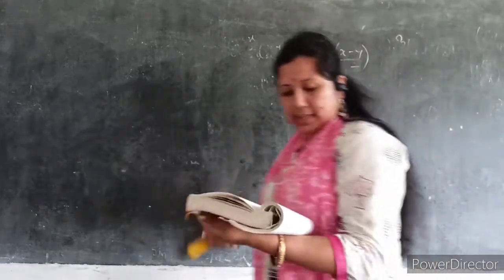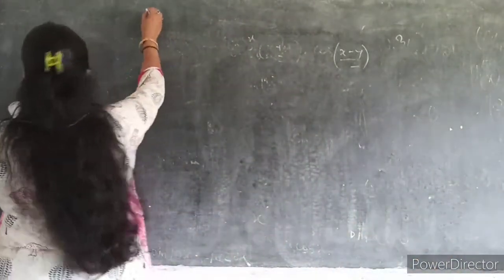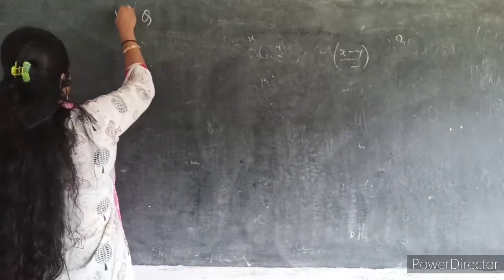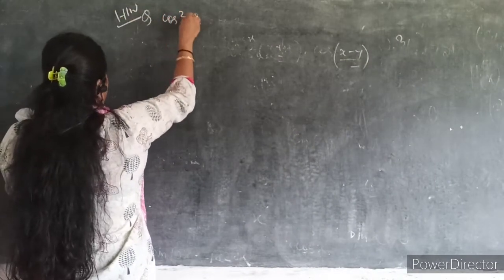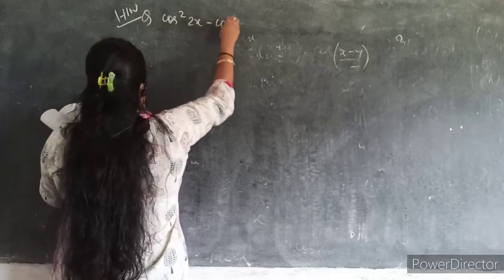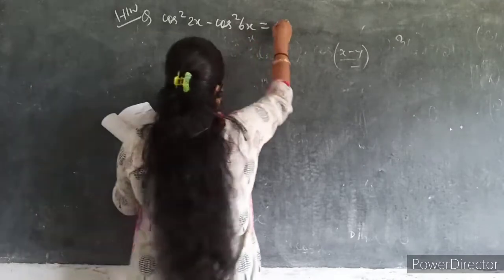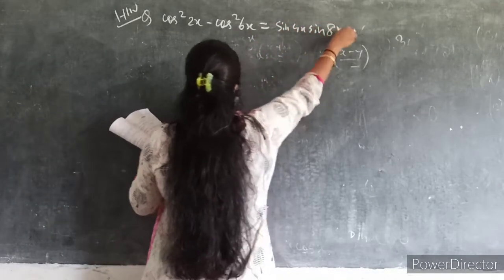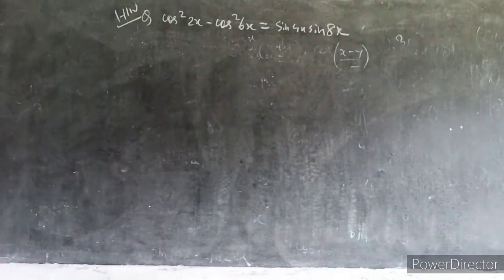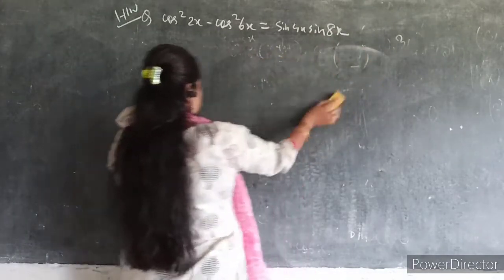Now, let us take question number 14. Your homework will be this question. This part will be your homework. You can try and get the answer. cos²2x minus cos²6x will be equal to sin 4x into sin 8x. Here also you have to again apply the left hand side identity, a² minus b².